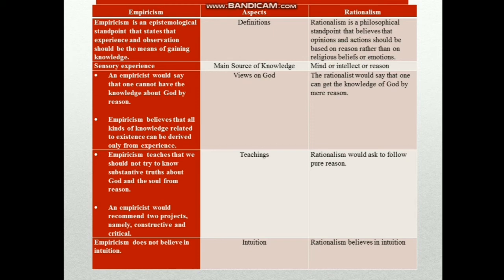The aspect of views on God: for empiricism, an empiricist would say that one cannot have knowledge about God by reason. Empiricism believes that all kinds of knowledge related to existence can be derived only from experience. For rationalism, the rationalist would say that one can get knowledge of God by mere reason. The aspect of teachings: empiricism teaches that we should not try to know substantive truth about God and the soul from reason, and empiricists would recommend two projects, namely constructive and critical. Rationalism would ask to follow pure reason. An aspect of intuition: empiricism does not believe in intuition, and rationalism believes in intuition.